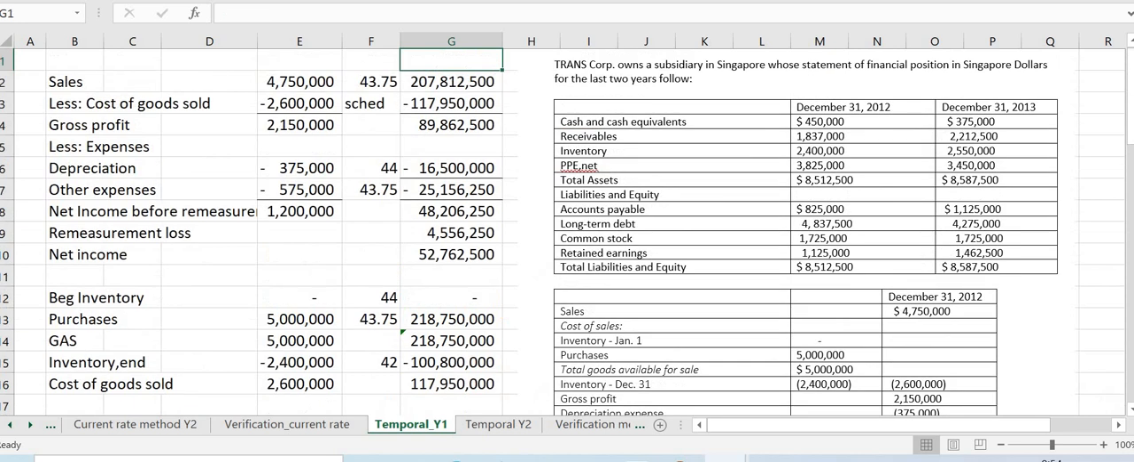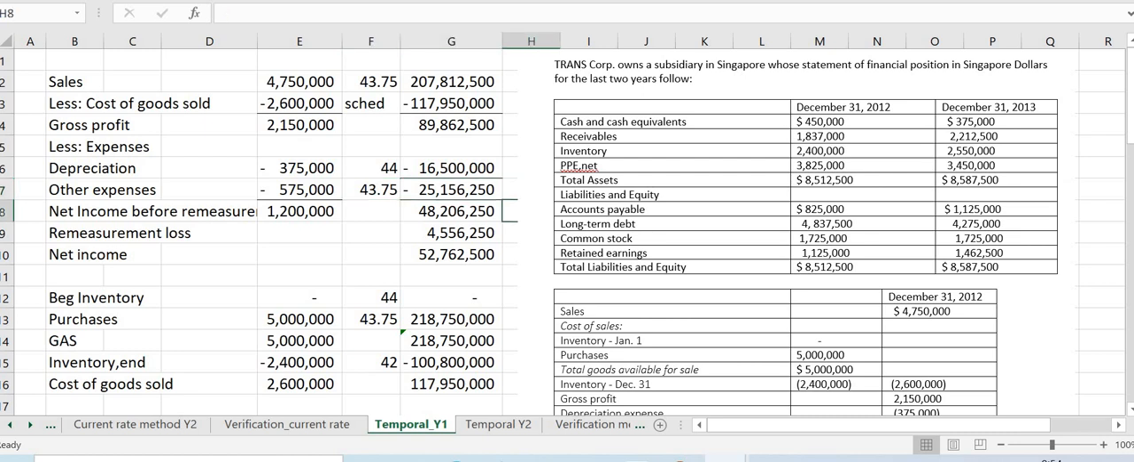So your 2.6 million cost of goods sold in Singaporean dollars is translated at 117,950,000. Okay. So you have gross profit of 89,862,500 and your depreciation, of course, since this is a non-monetary expense and relates to your property, plant, and equipment, we'll use the January 1, 2012 historical rate of 44 for depreciation. And for other expenses, we'll use the average for 2013.